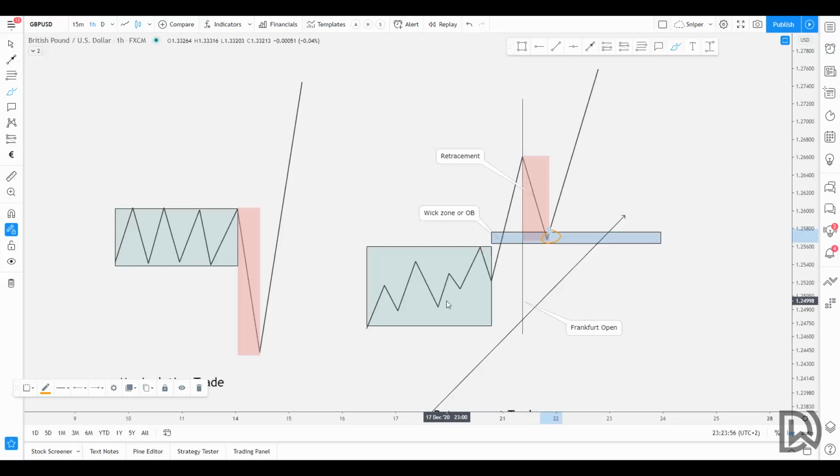So just to recap, we do not have a nice Asian range. We do not see the push towards the downside and then up. No, we see price ranging up and continue to range up. And then at Frankfurt Open, we see the pullback towards a wick zone or order block. And that is then where we look for the continuation. So in this case, we trade the retracement.